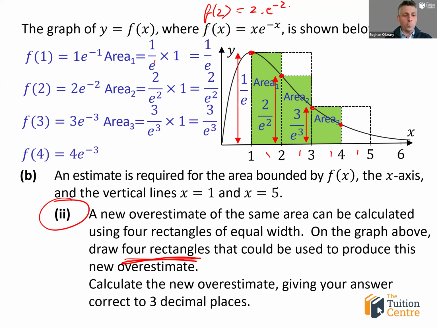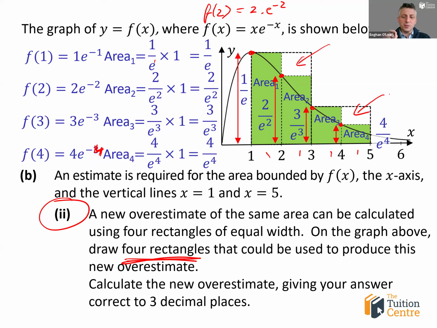And then 4 times e to the power of minus 4. So that'll be 4 over e to the power of 4 multiplied by 1. And that's equal to 4 over e to the power of 4. Okay, so that is my 4 areas. You can see this will be a lesser overestimate because it doesn't have those 2 little rectangles there in white.